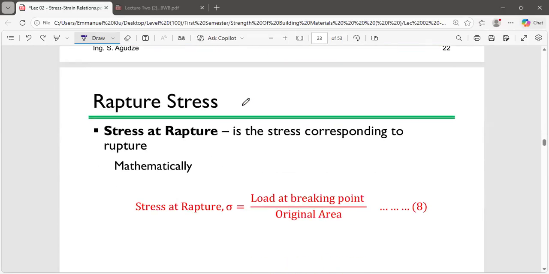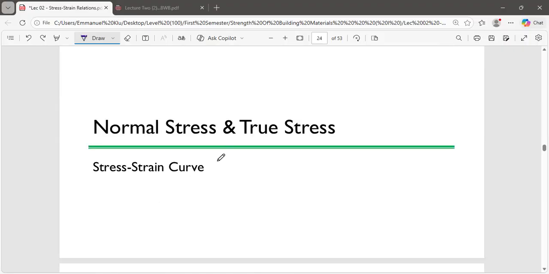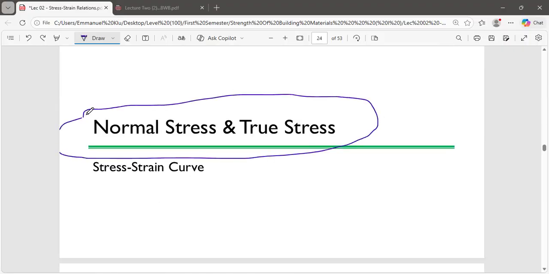Okay, so let's talk about the rupture stress. The stress at rupture is the stress corresponding to rupture. Mathematically, this can be expressed as what? The load at the breaking point over the original area.